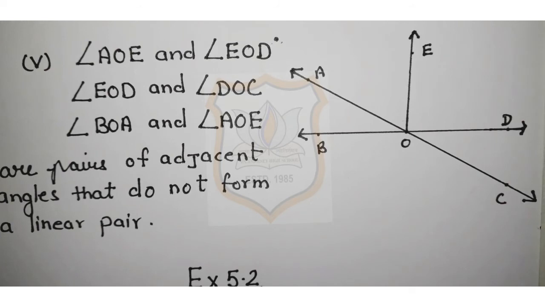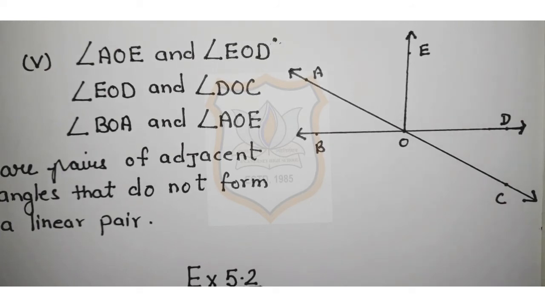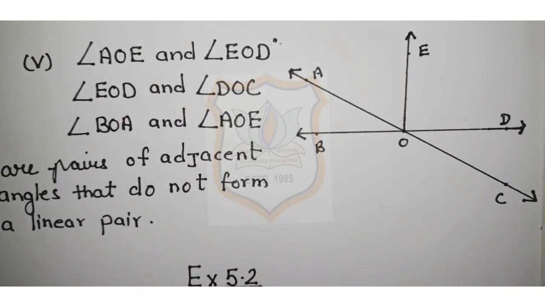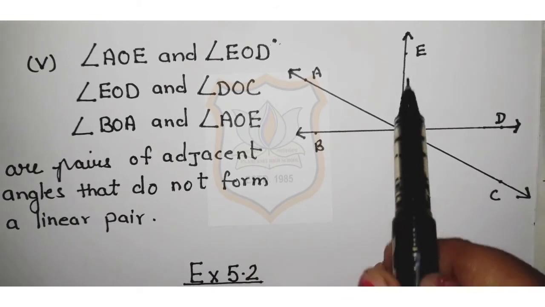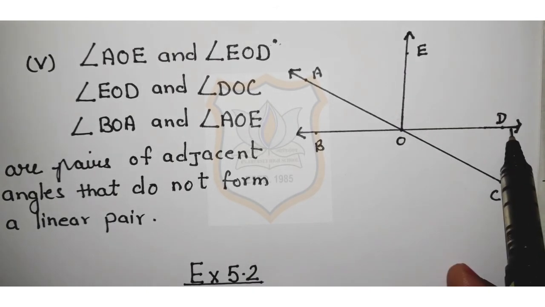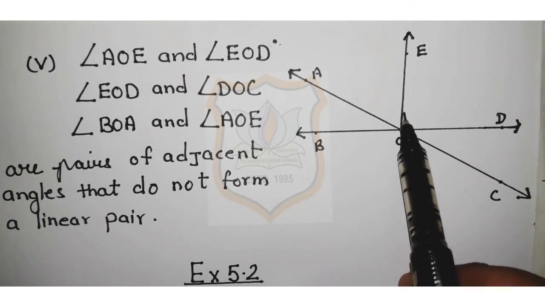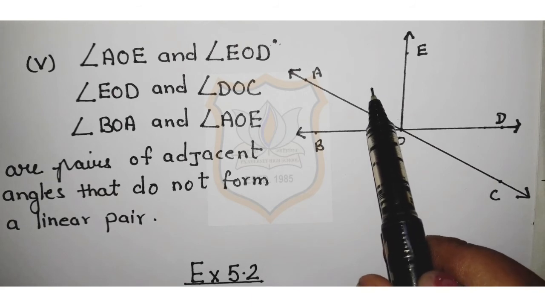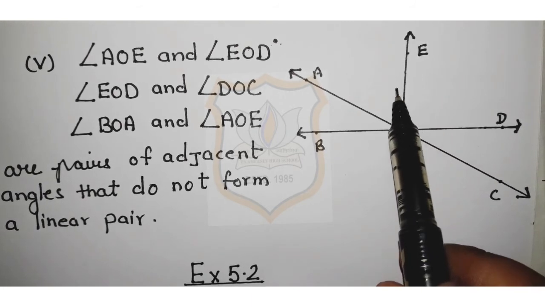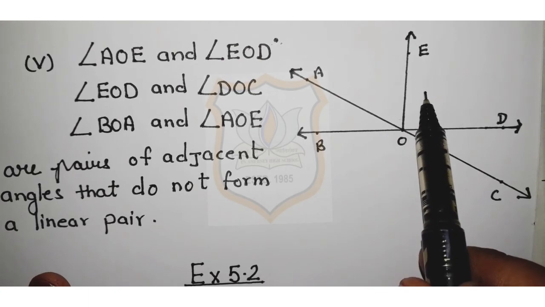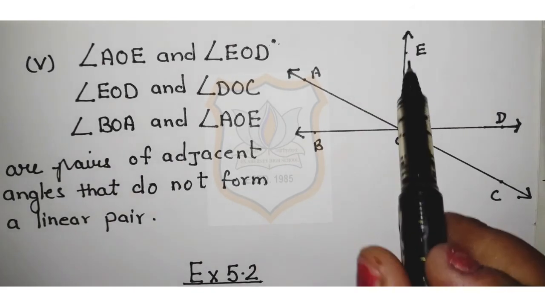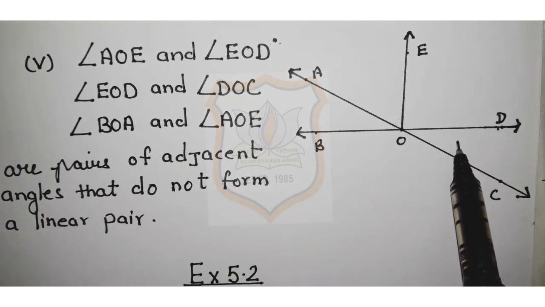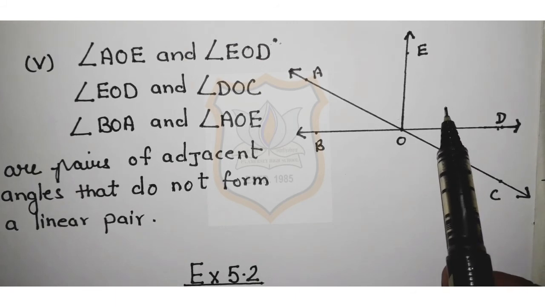Now, students, last part of this question is fifth part, that is adjacent angles that do not form a linear pair. So first one is AOE and EOD. They should be adjacent but they should not be linear. So AOE, this one, and EOD, this one, they are adjacent angles because they have one common ray and the other rays are on either side of that common ray and their interior points are different. So they are adjacent angles but they are not forming a linear pair. Now another one is EOD, this one, and DOC, these two are adjacent angles but they are not linear, they are not forming a 180 degree angle but they are adjacent angles.